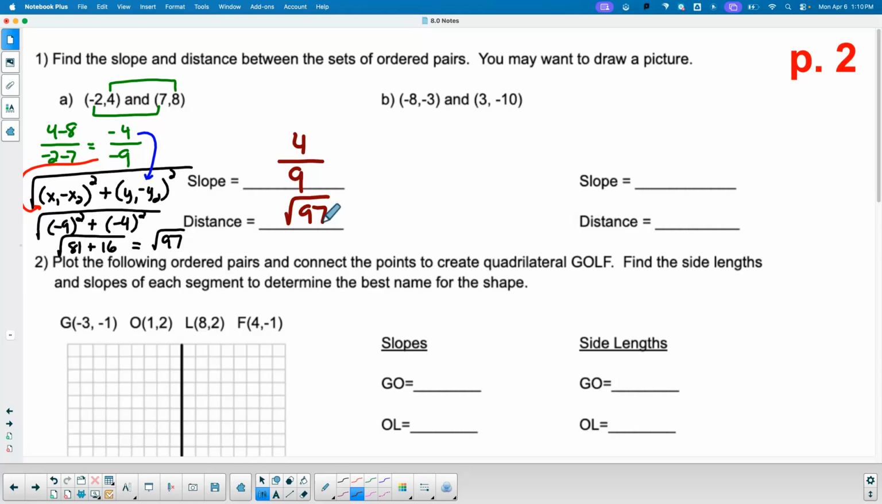You now find me the slope and the distance for letter B. All right. So we got negative 3 minus negative 10. That's going to be 7. And we got negative 8 minus 3. That's going to be negative 11. So I get negative 7/11 here for the slope. Agree with me on that? Anybody disagree with me on that?